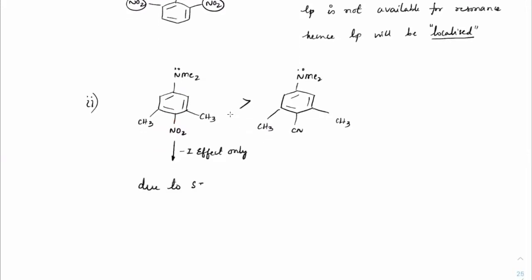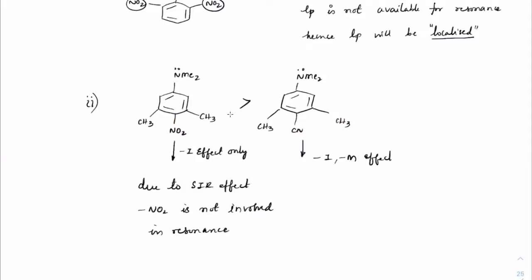Due to the SIR effect, NO2 is not involved in resonance. So it is only showing its minus I side. While when it comes to cyanide, CN is a linear molecule. It is not going to get affected by any nearby bulky groups. So it will showcase both minus I and minus M effect. So the more pulling tendency, the more the amount of pulling groups, the less will be the basic character.